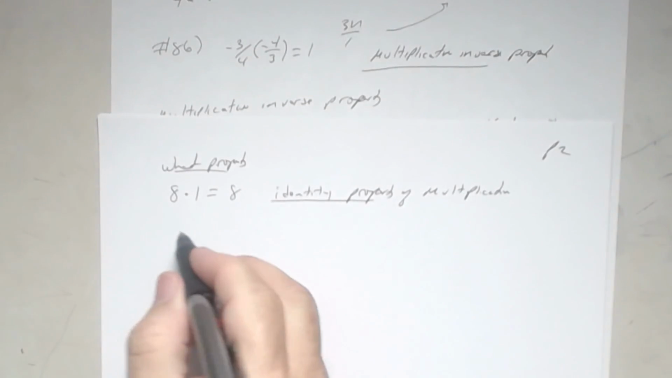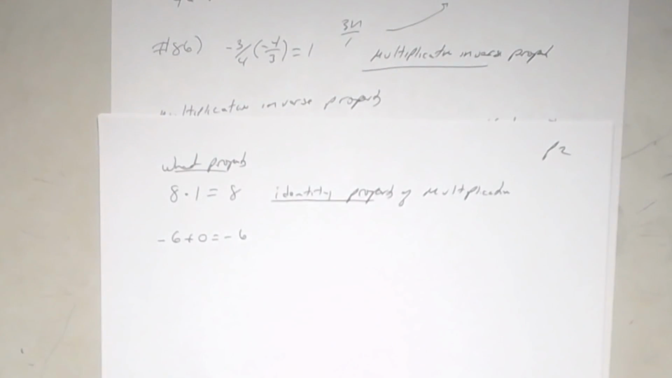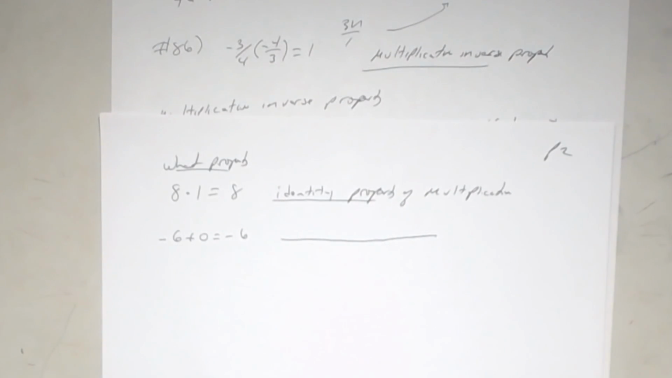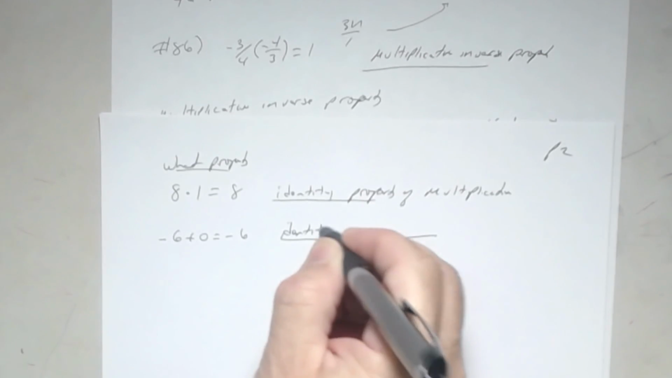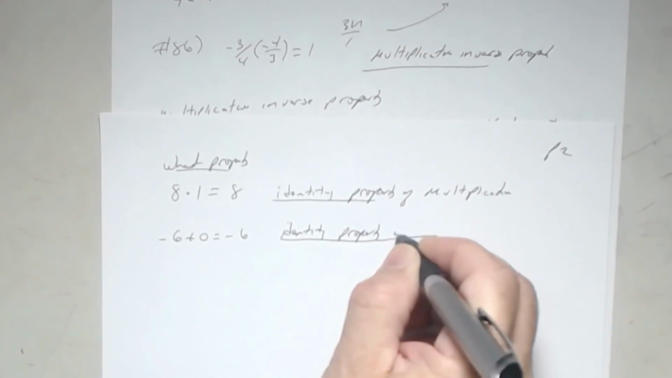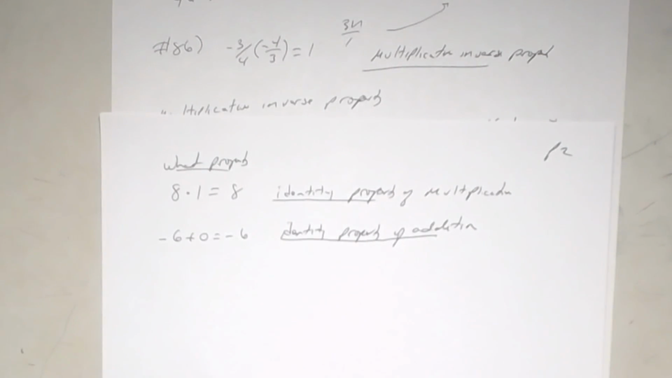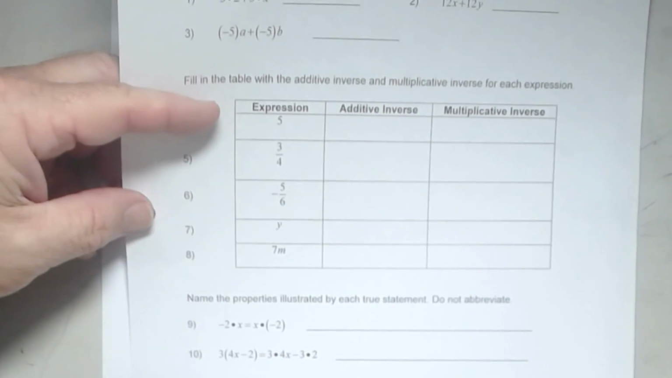Okay? So you should be able to, okay, what about this one? What property says -6 plus 0 is -6? The identity property of addition. So you should be able to do all of these now. That's on 9 through 11. So you have to use those properties.